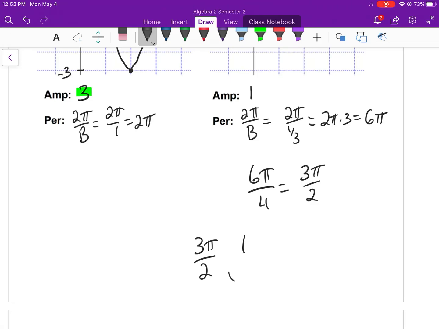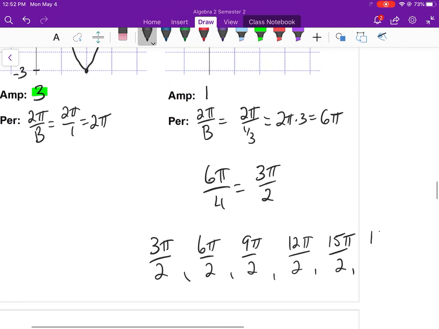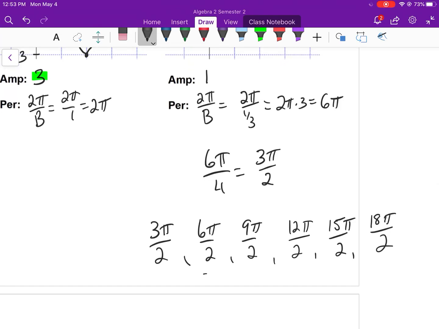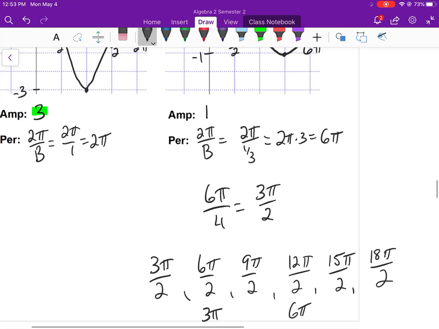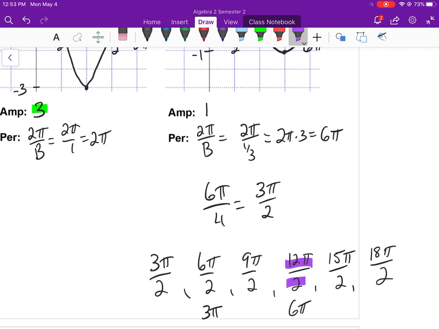All it is a matter of really counting by threes. 3, 6, 9, 12, 15, 18. Okay, now again, they will be able to simplify, like 6 pi over 2. We can simplify that to 3 pi. 9 pi over 2, nope. 6 pi. Guess what? There's that fourth tick mark.